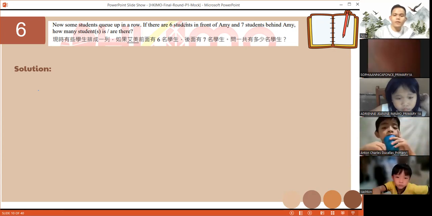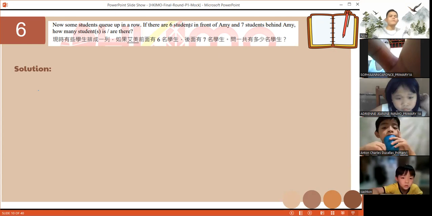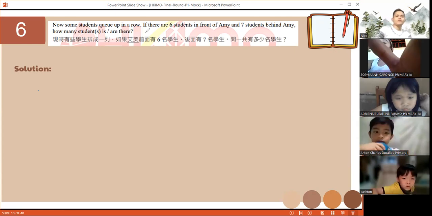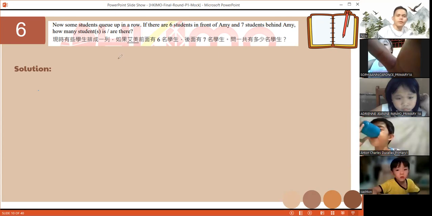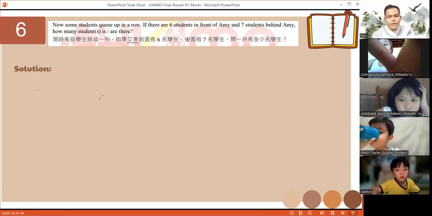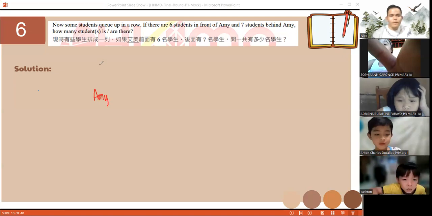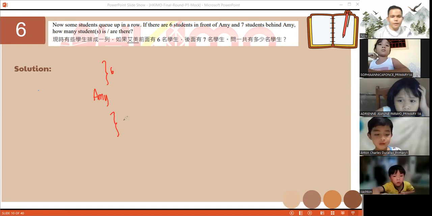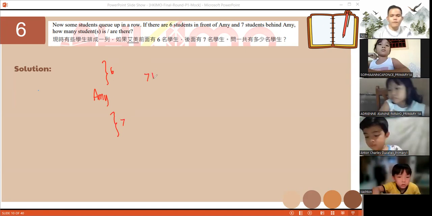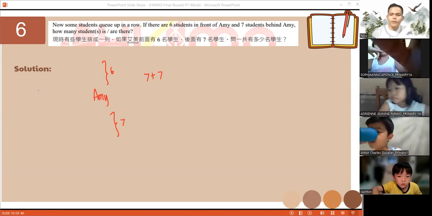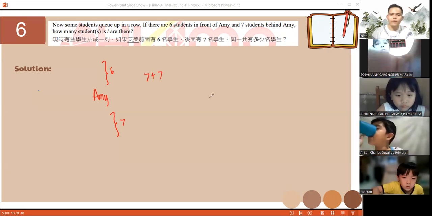Now some students queue up in a row. There are some 6 students in front of Amy and 7 students behind Amy. Okay. Amy is also a student. Don't forget because she is a student queuing up in a row. Okay. If this is Amy here, there are 6 in front of her and there are 7 behind her. So in total, that would be 7 plus 7 will have 14 all in all.